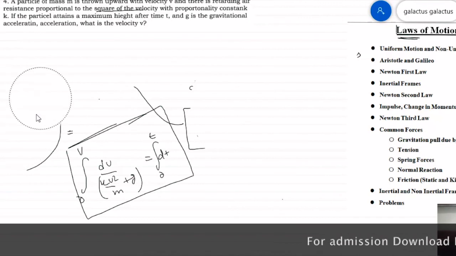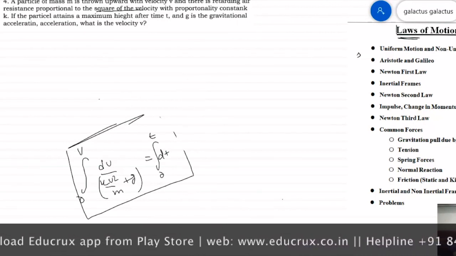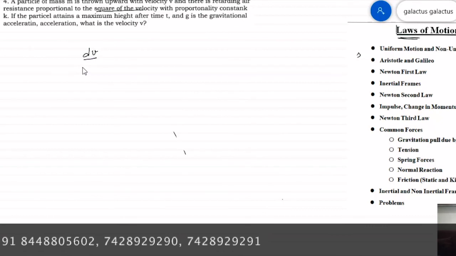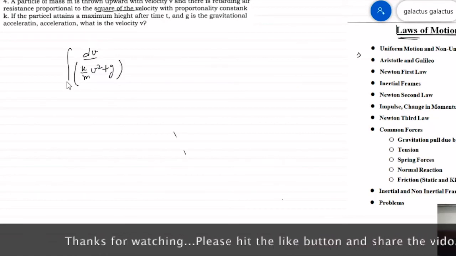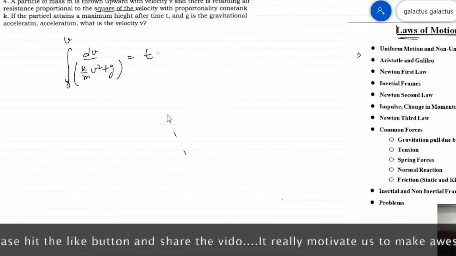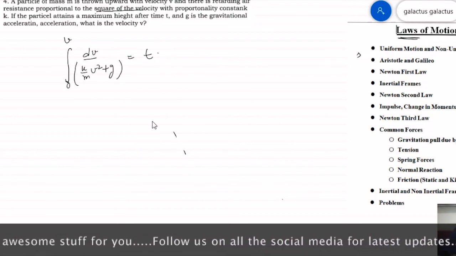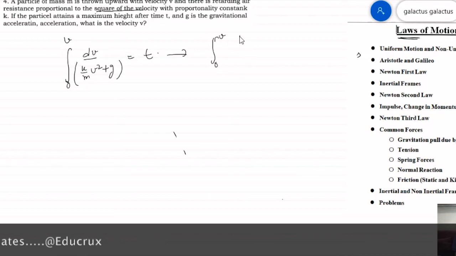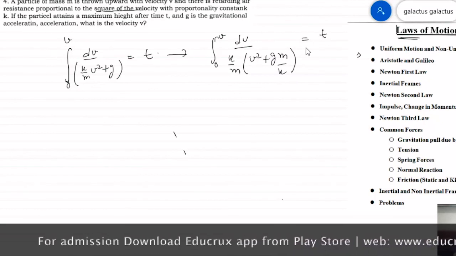To solve this integration, we have to remember the formula of this integration, because this will use the tan inverse integration. So this will be dv upon (k by m v squared plus g) from 0 to v is equal to t. This is the integration, and what I can do is take k by m common from the denominator and write 0 to v dv upon k by m common, so v squared plus gm by k. Okay, and over there we have t.